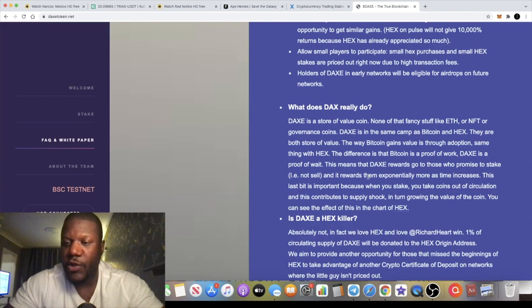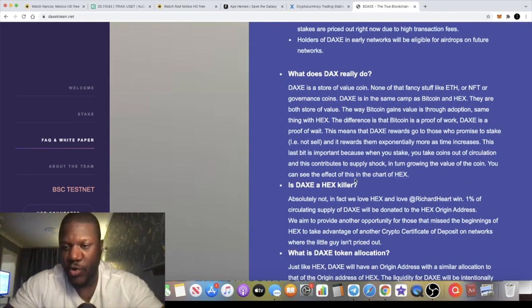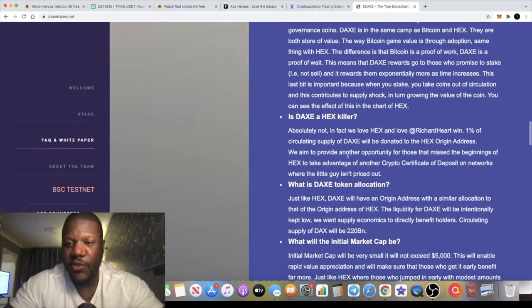Daxe rewards go to those who promise to stake and not sell, and it rewards them exponentially more as time increases. This last bit is important because when you stake, you take coins out of circulation, and this contributes to supply shock, in turn growing the value of the coin. You can see the effect of this in the chart of HEX. Is Daxe a HEX killer? Absolutely not. In fact, we love HEX and love Richard Hart.